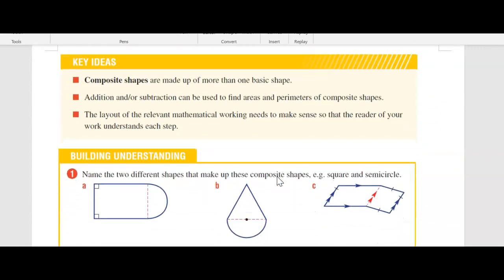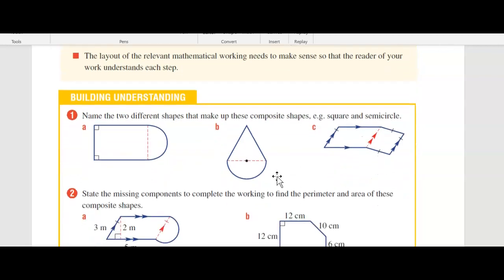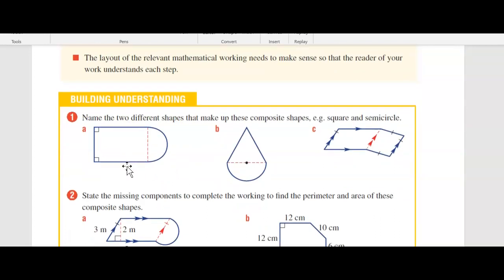Okay, probably good to quickly move through these. So we've just done this topic as well, so hopefully still quite fresh in your mind. All right, with composite shapes, so the term composite means it's composed of more than one thing. So composite shapes, you do need to separate the shapes. So if we look at the building understanding question 1, we've got a rectangle and a semicircle. With B, we've got a triangle and a semicircle.